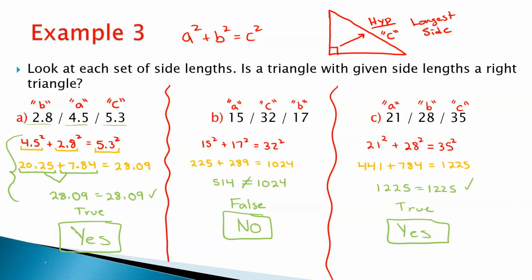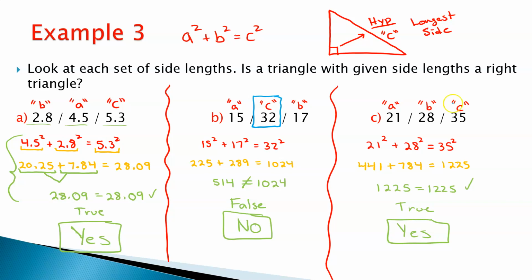So the second one, it was going to be a no. Now be careful, right? At the very beginning, I told you guys C is important. C is the most important one. That is your hypotenuse. That's the longest side. So here, if you did not use 32 for your C, that messed up your entire problem from the get-go. So be careful with that.